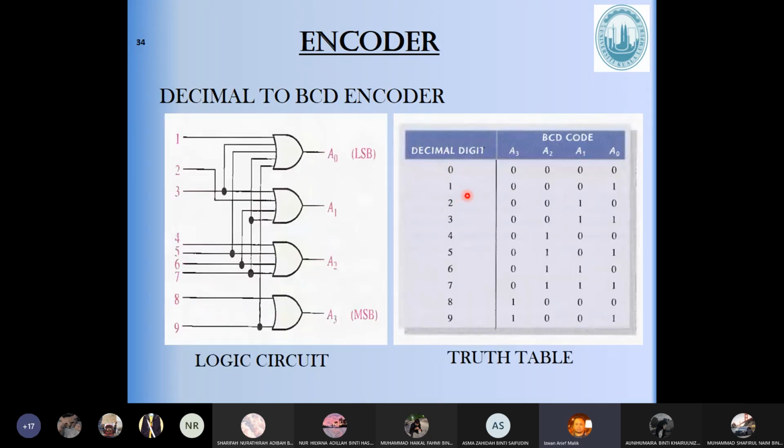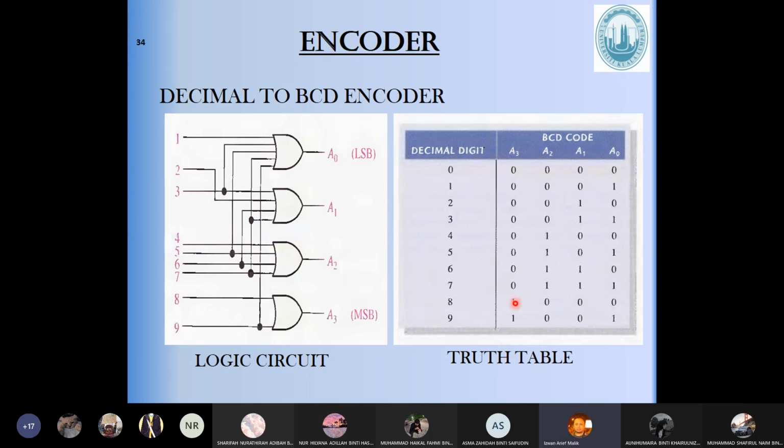So this is the truth table. For decimal digit 0, it is 0000. Okay, decimal digit 1, 0001. Decimal digit 7, 0111. Decimal digit 9, 1001. So sama je lah sebenarnya, you convert je daripada decimal tu ke binary. But the output of the A3, adalah yang ini.